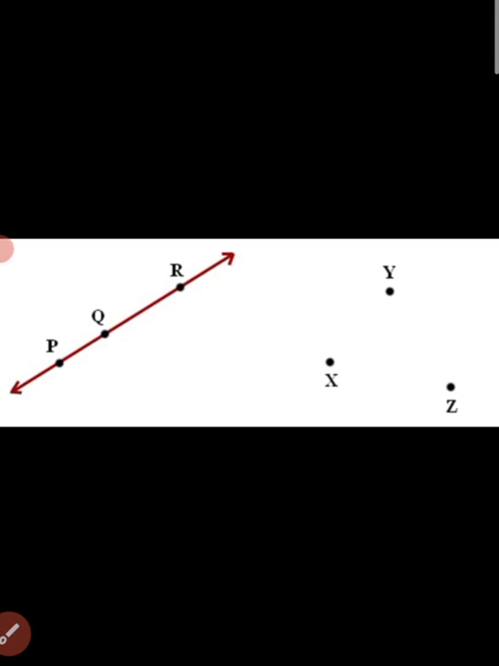Here also, if you see, the 3 points P, Q, R lie on the same line. So, they are collinear points. And the other 3 points X, Y, Z are not on the same line. So, these are the example for non-collinear points. X, Y, Z are the non-collinear points.